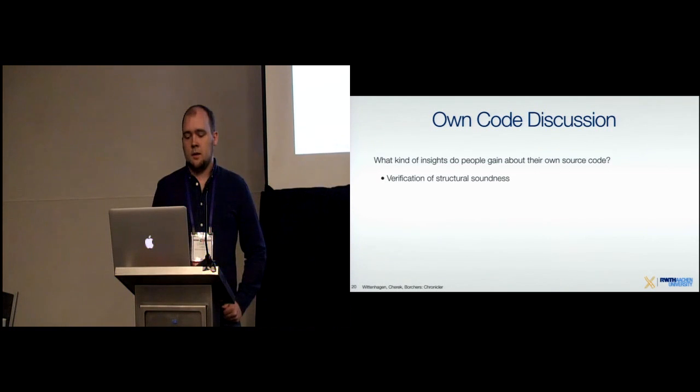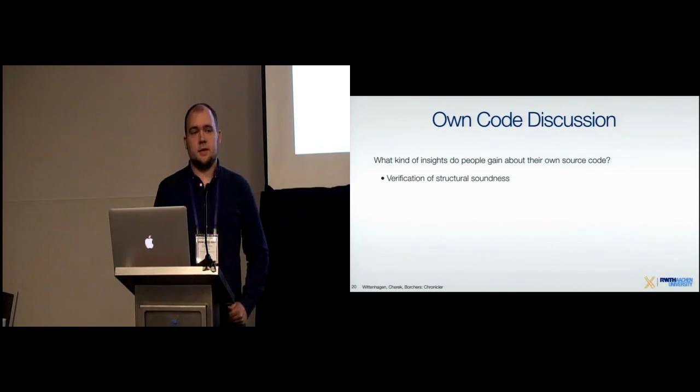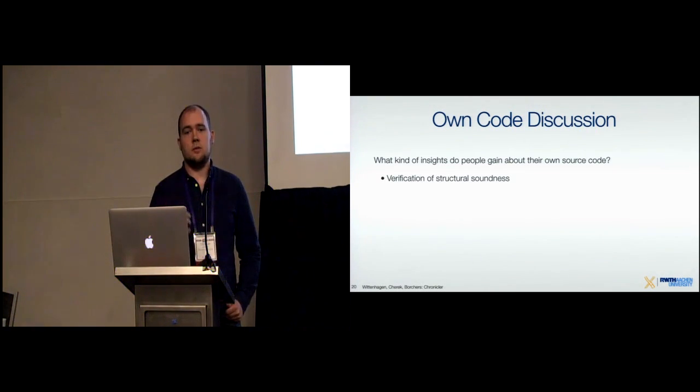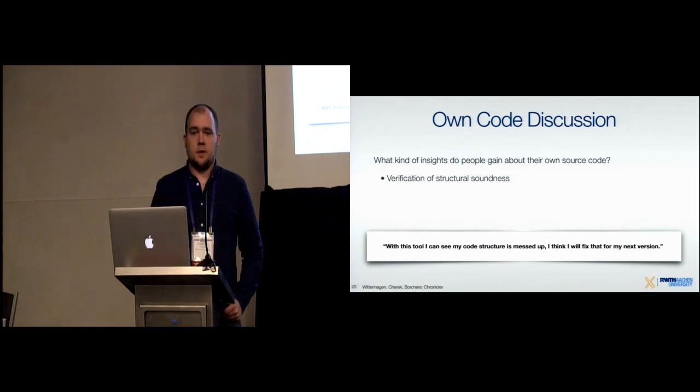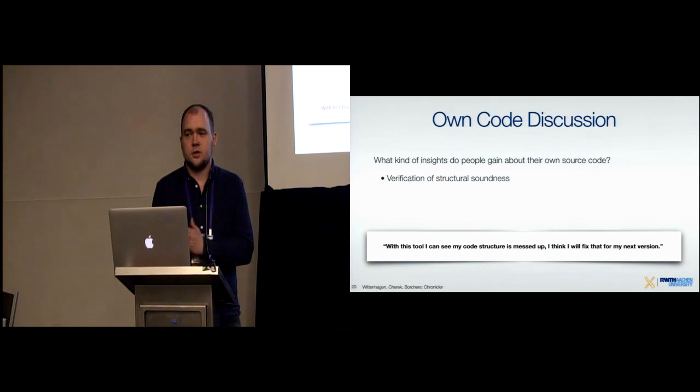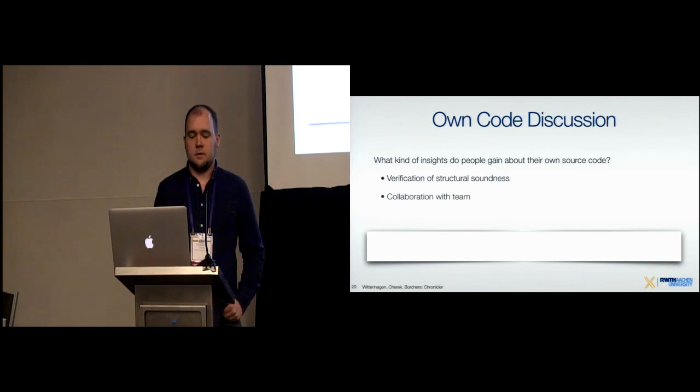So many of them actually started verifying the structural soundness of their own code. We had a comment that said, with this tool, I can see that my code structure is totally messed up. I should fix that for my next version, because basically he had a plan for how the structure of the code should look, and he stepped away from this plan after a while, and that was easily visible with the visualization. We also had developers commenting on collaboration.